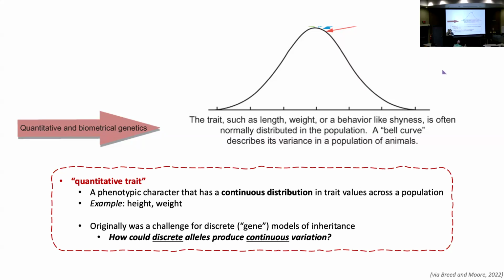And if they are inheriting some aspect of height from their parents, how is that possible if our best candidates for what you inherit are these on-off alleles, dominant and recessive, things like that? That was a major challenge. And it ended up getting resolved in the field of quantitative genetics.